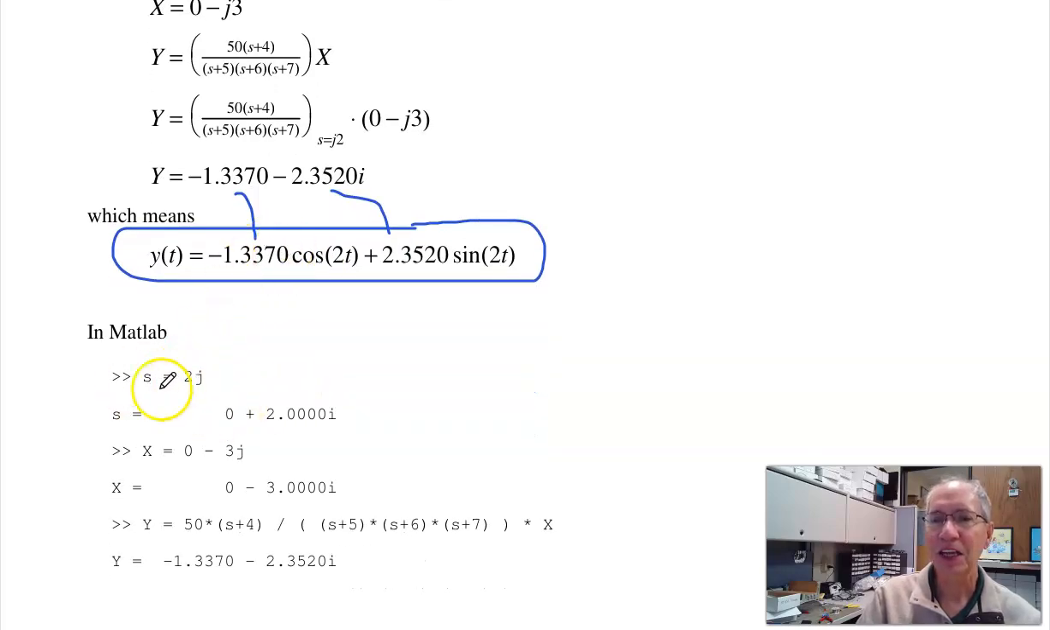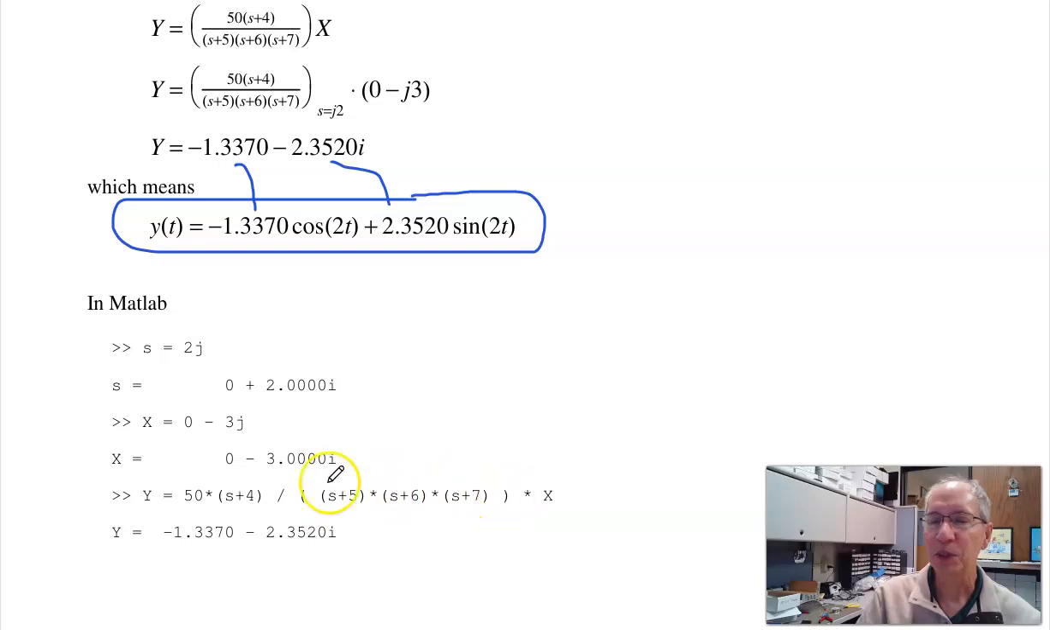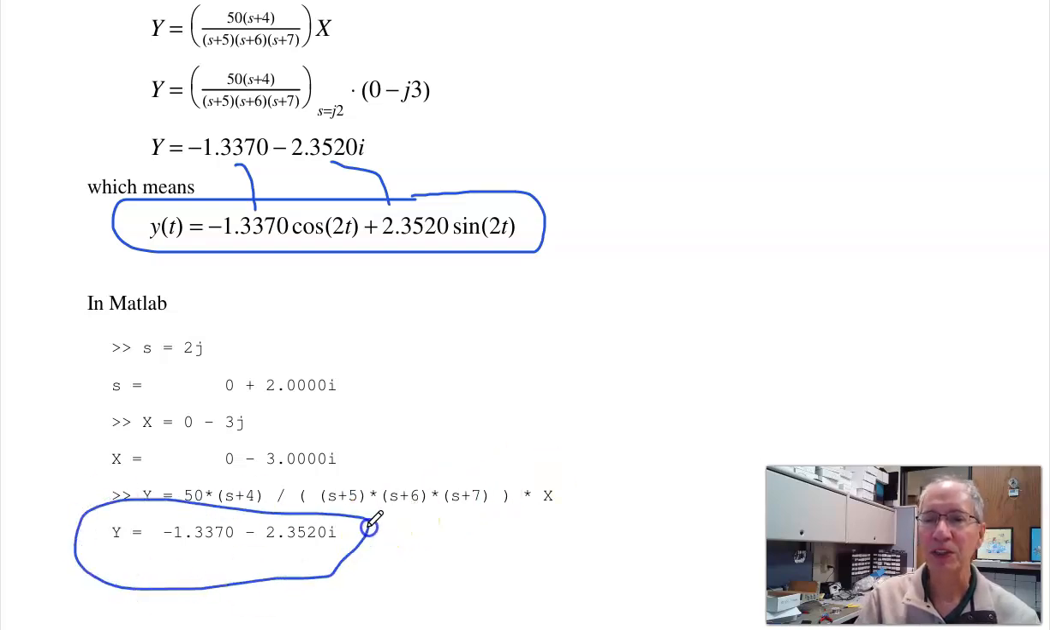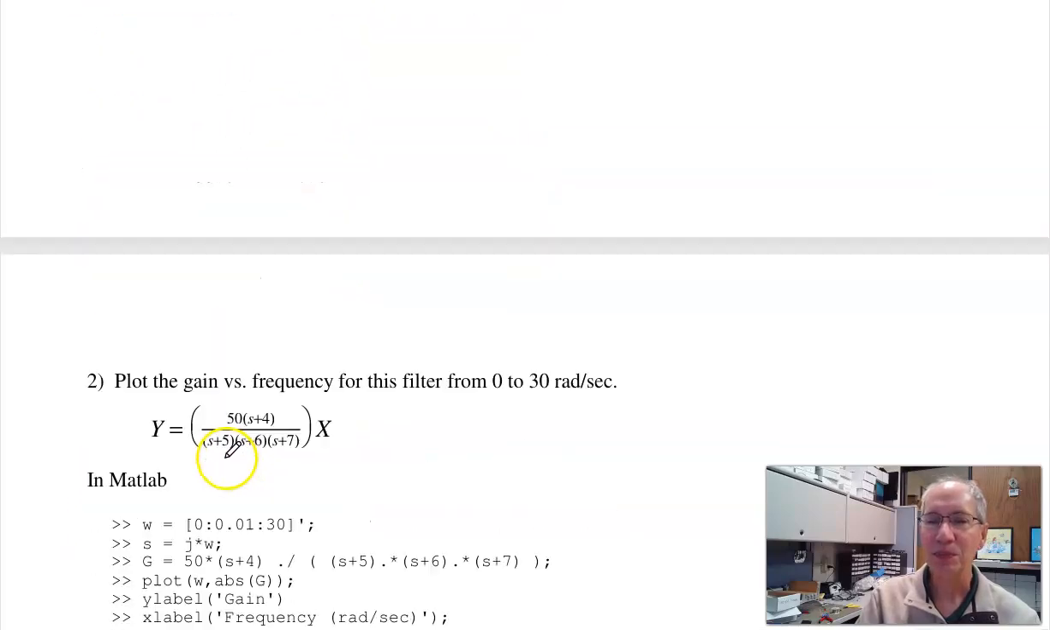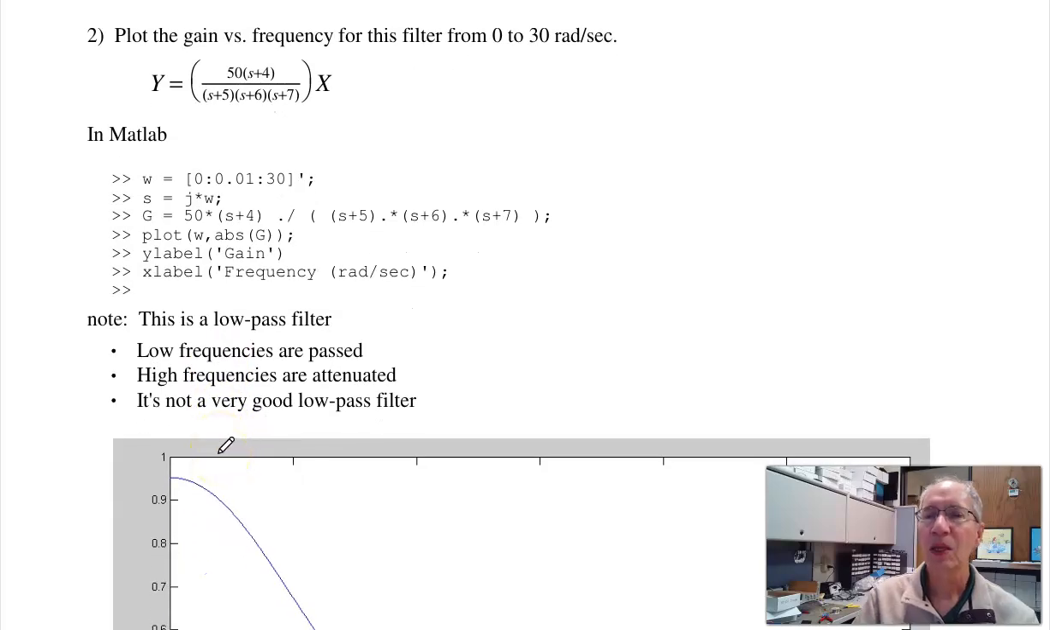In this case, s equals j2. X is 0 minus j3. Here's the gain, same as we did before, but now s is a complex number, x is a complex number. Matlab works just fine with complex numbers. And poof, there's your answer. And what that means is, again, real part's cosine minus j is sine. So Matlab is really good at complex numbers, really good at this type of problem. So that's one type of analysis with filters.